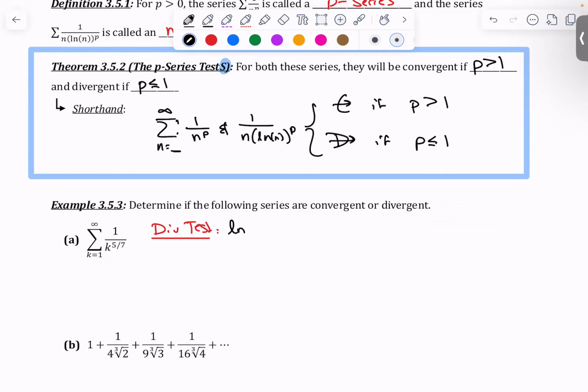Natural log, or sorry, not limit. Limit as n, or let's use k, as k approaches positive infinity of 1 over k to the 5/7 will equal 0. So it's inconclusive.